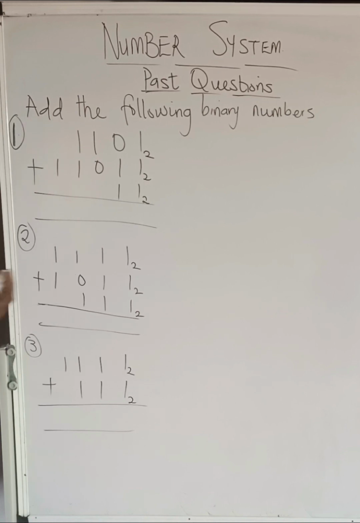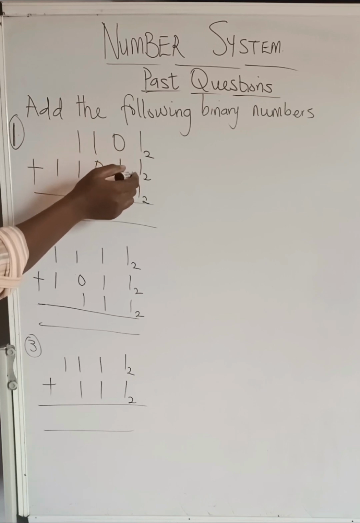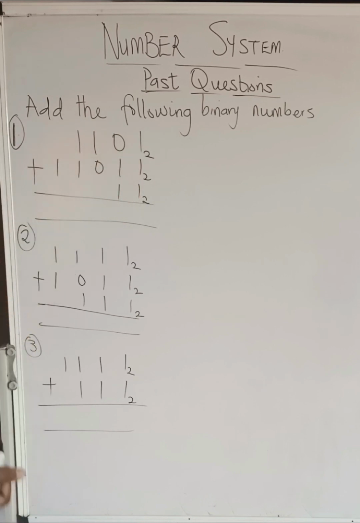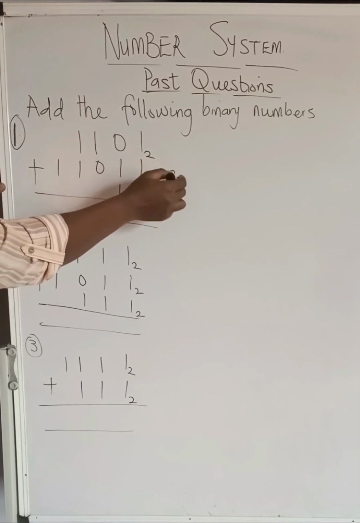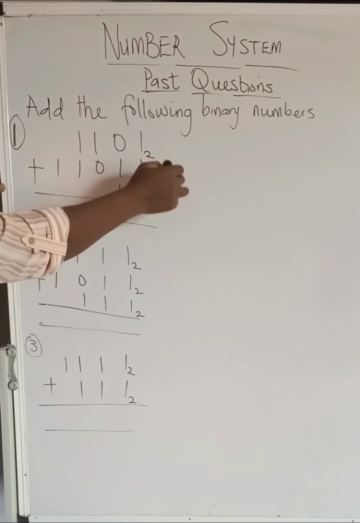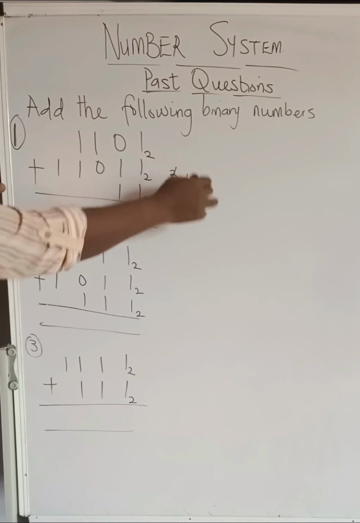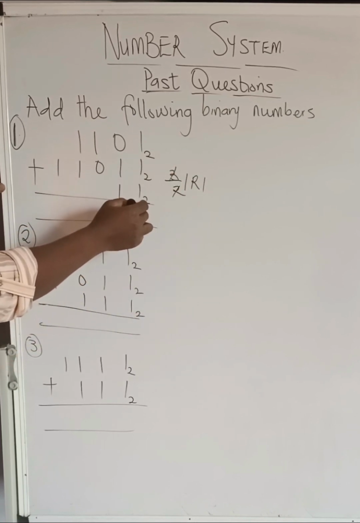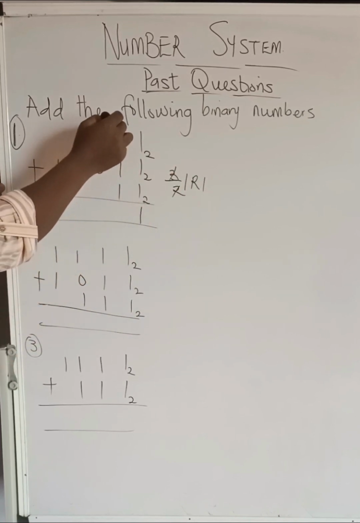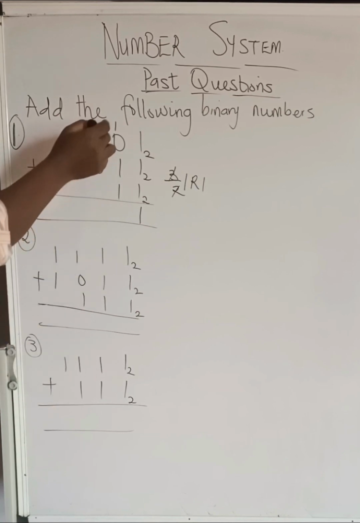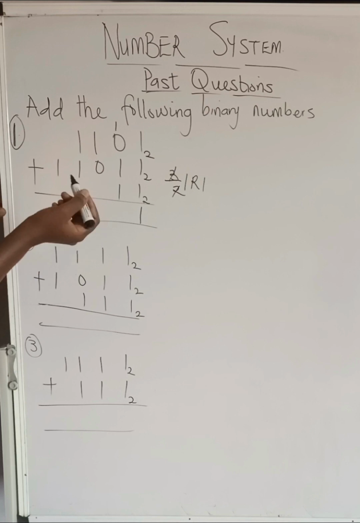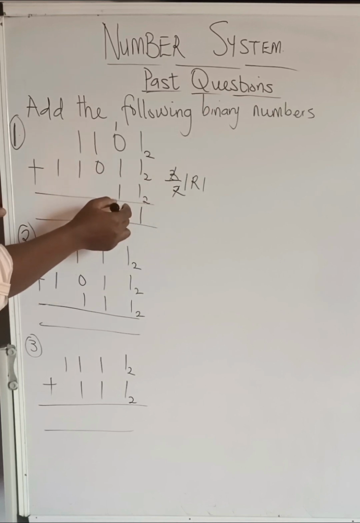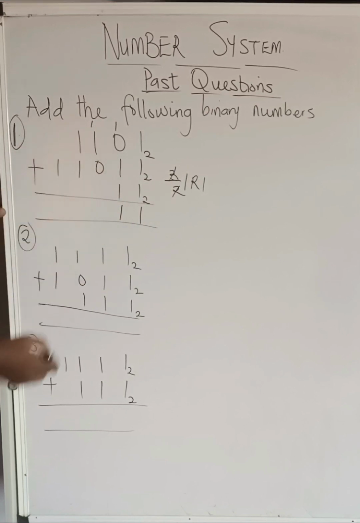All right, so 1 plus 1 is 2. 2 plus 1 is 3. We cannot write our 3 because it's in base 2. So 3 divided by 2, we have 1 remainder 1. We can write down our remainder, which is 1, and carry the 1 forward. So 1 plus 1 is 2. 2 plus 1 is what? 3. Still the same thing. 1 remainder 1. We carry it forward.